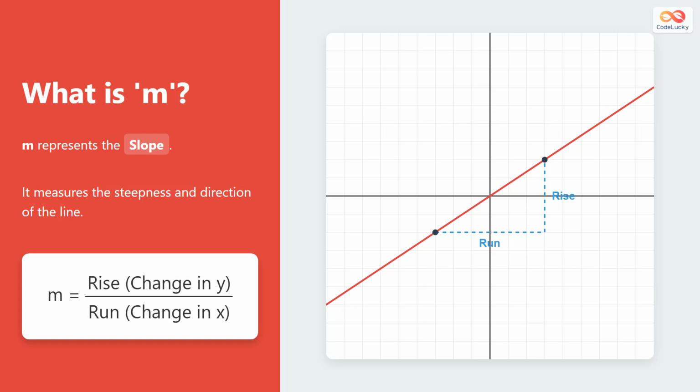So what exactly is m? M stands for slope. Think of slope as the steepness of the line. We calculate it using a simple ratio, rise over run. The rise is how much we go up or down, and the run is how much we go to the right.